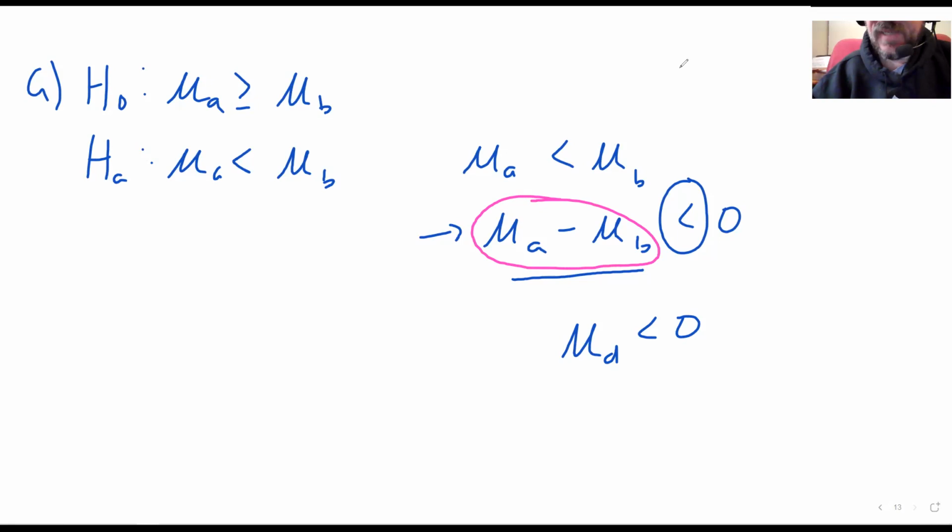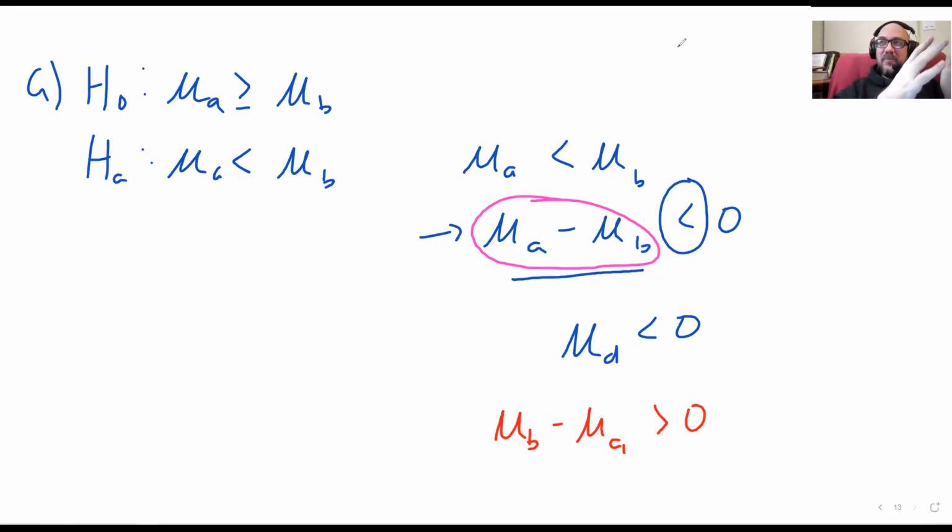You could do before minus after, it is in red, if you wanted to do mu B minus mu A, then you would be checking to see if the result that you got was greater than 0. Because if before minus after is big, that means that the weight before was big compared to the weight after, which would be what you want if you're checking to see for weight loss, right? You'd want before to be bigger than after.